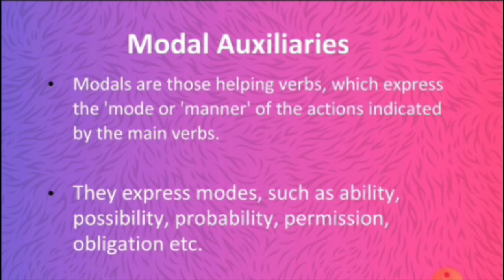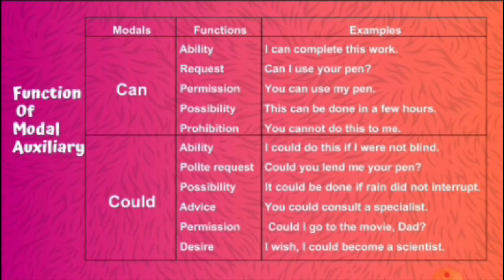So in this lesson we are going to deal with how these modal auxiliaries work as possibility, probability, permission and obligation. For that I have selected some modal auxiliaries for you, and I have made a table so that it will become very easy to understand. The first one is can. Can and could are the modal auxiliaries which we usually use most of the time when we request someone and when we ask permission.